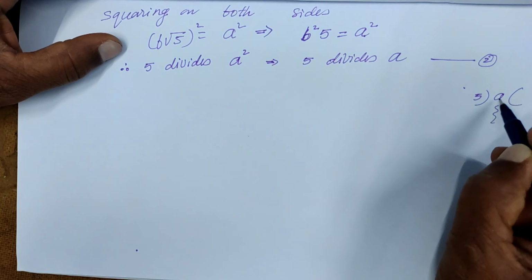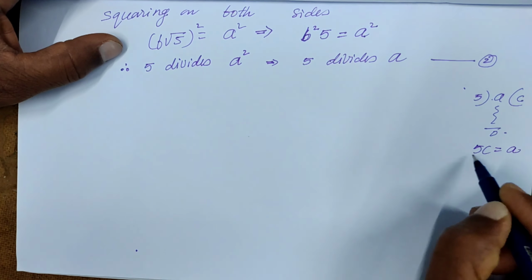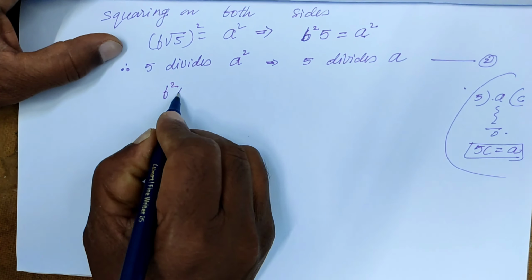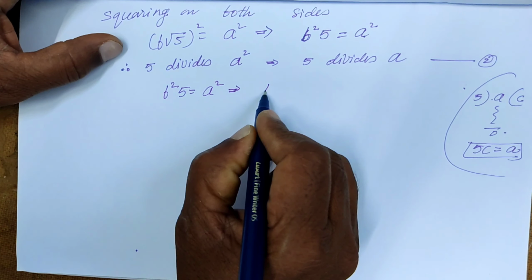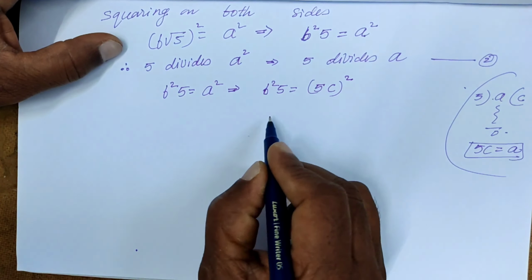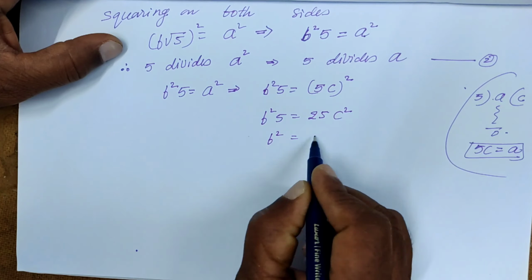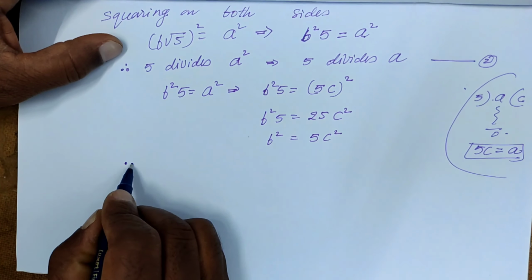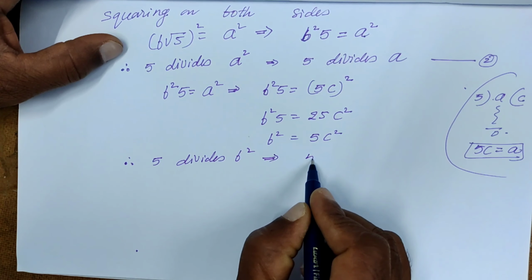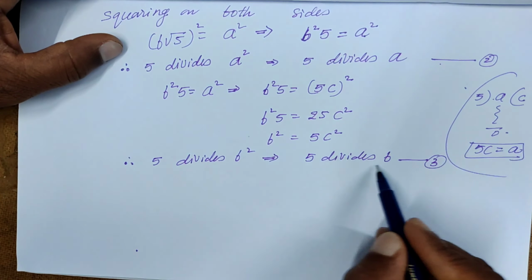If we divide a by 5, we get some quotient c and remainder 0. So we can write 5c is equal to a. Therefore b square into 5 is equal to a square. In place of a square we can write 5c whole square, so b square into 5 is equal to 25c square. Removing 5 from both sides, b square is equal to 5c square. Therefore 5 divides b square. That means 5 divides b. Let it be statement 3.